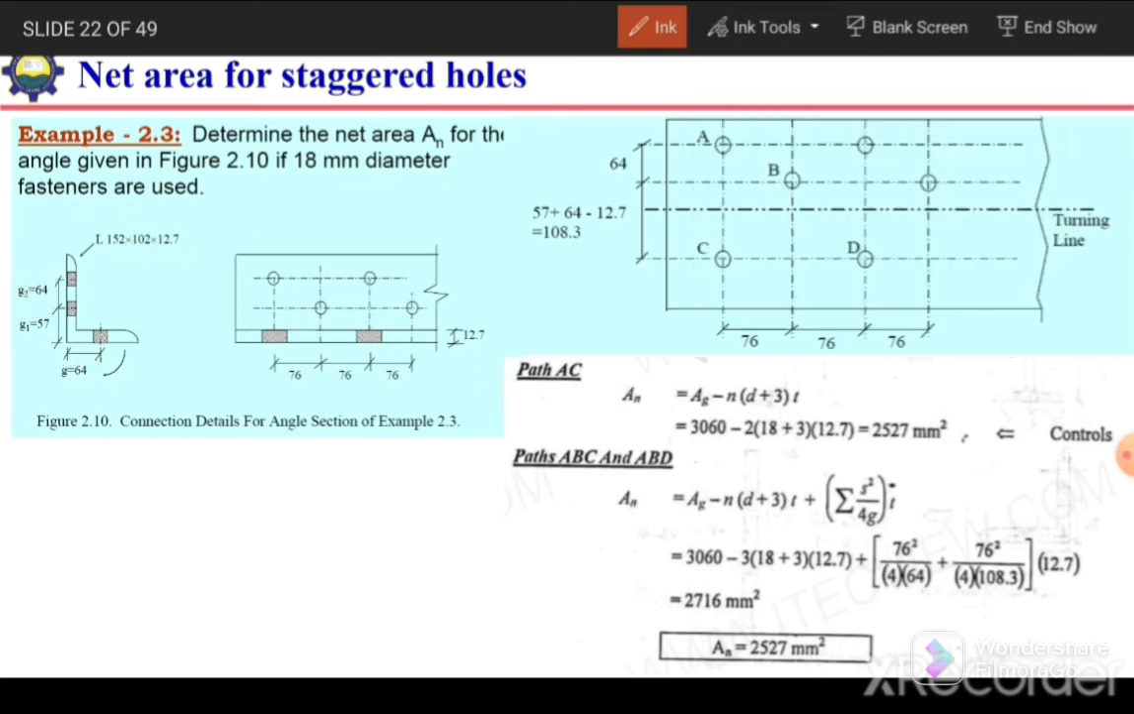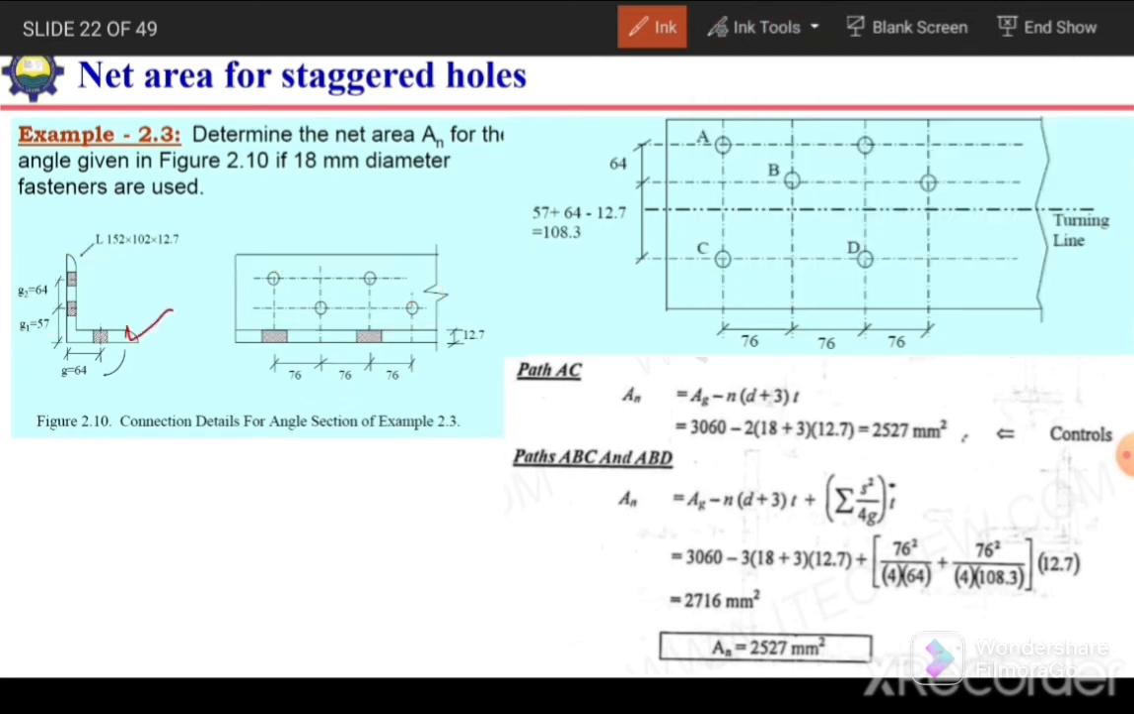If we see its elevation, this is the cross section and this is the elevation view. So this leg will be in elevation, this one. Here we have two lines of bolts, one line here and one line here, and these two lines are staggered, and the stagger of these bolts is 76, the distance between these two bolts in the horizontal direction.